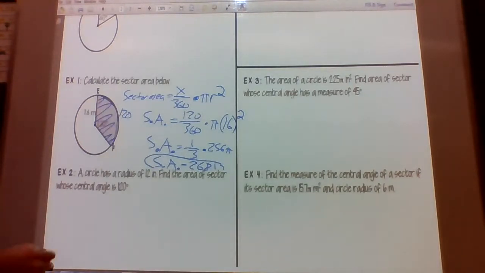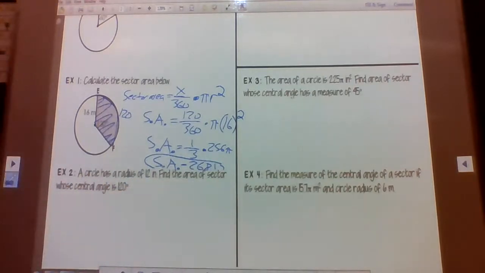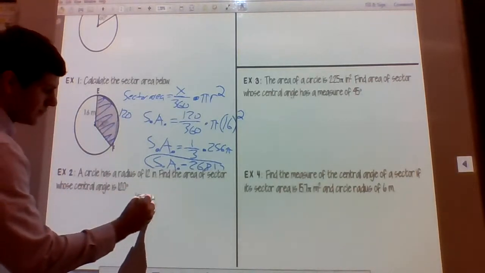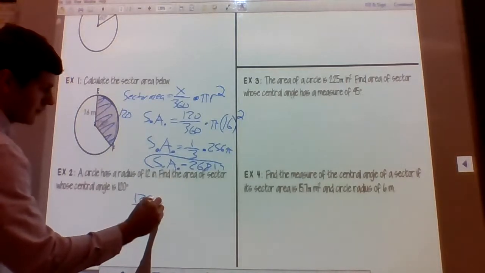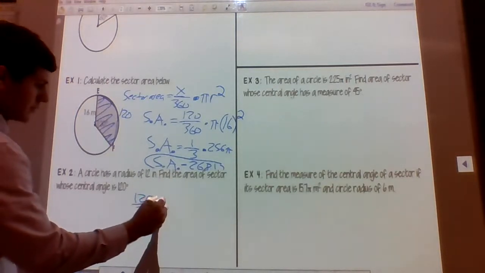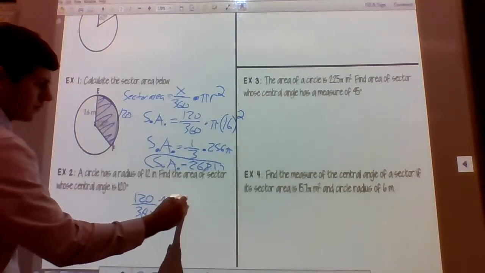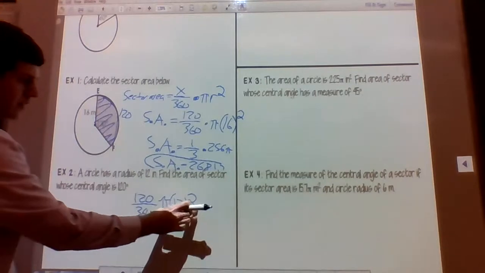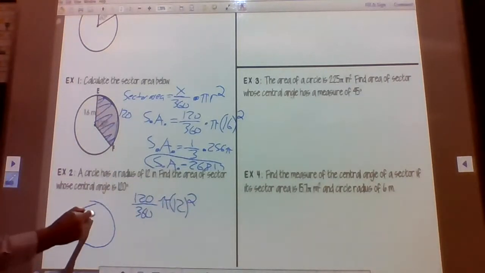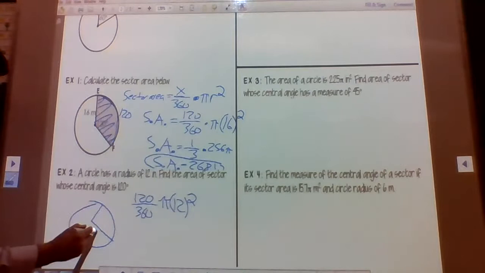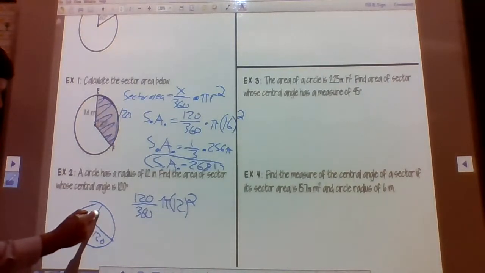Okay, a circle has a radius of 12 inches. Find the area of the sector whose central angle is 120. So again, just like the one before, the central angle is 120 and we want to find the area. So again, it's going to be 120 over 360, but this time it's going to be times pi times 12 squared, the area of the circle with radius 12, and this piece, this angle, is 120.